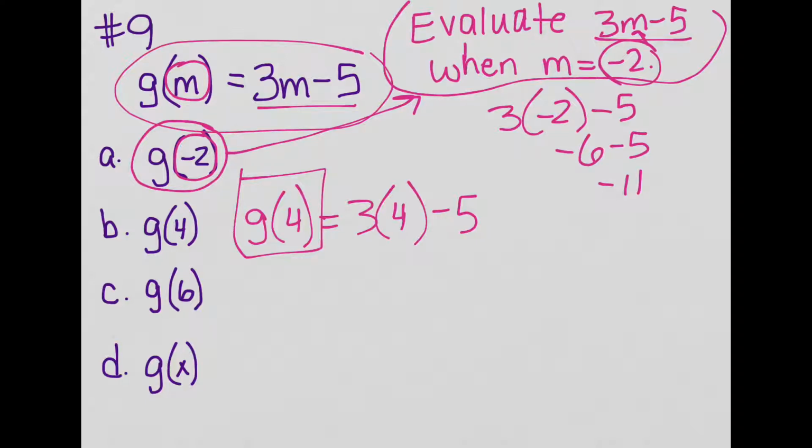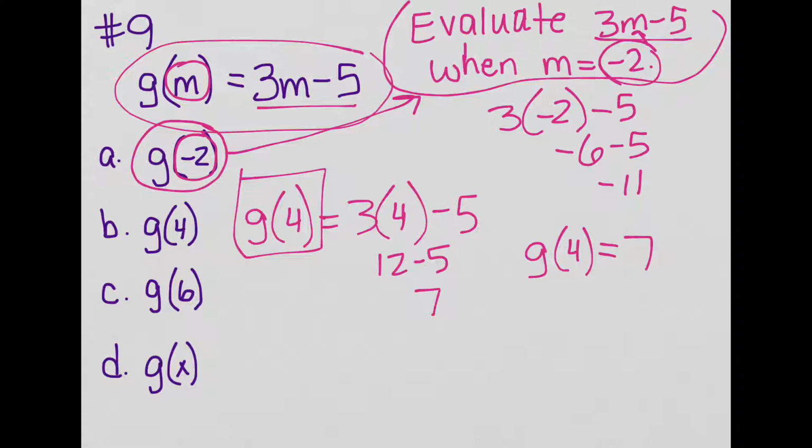I've replaced m with 4. So now 3 times 4 is 12. And then I got to subtract 5. 12 minus 5 is 7. So then I could say as my answer, a way of communicating back to somebody, I took the function g, I replaced the variable with 4, and the answer I got out was 7.